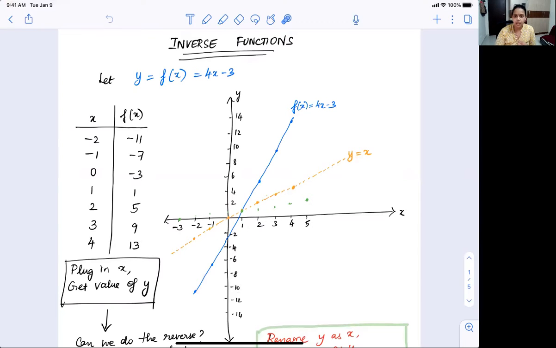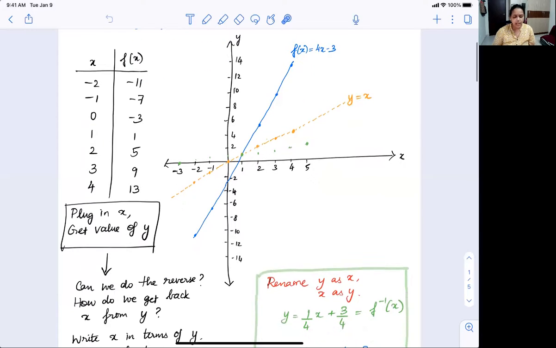Now, how did we obtain different values of f of x? I plugged in a value of x and got a corresponding value of y. I did this for a range of x values and found the y values, and that's how I got the graph. Now, is there a way to do the reverse? Can we go back? How do we get back x from a particular y? How do we do that?